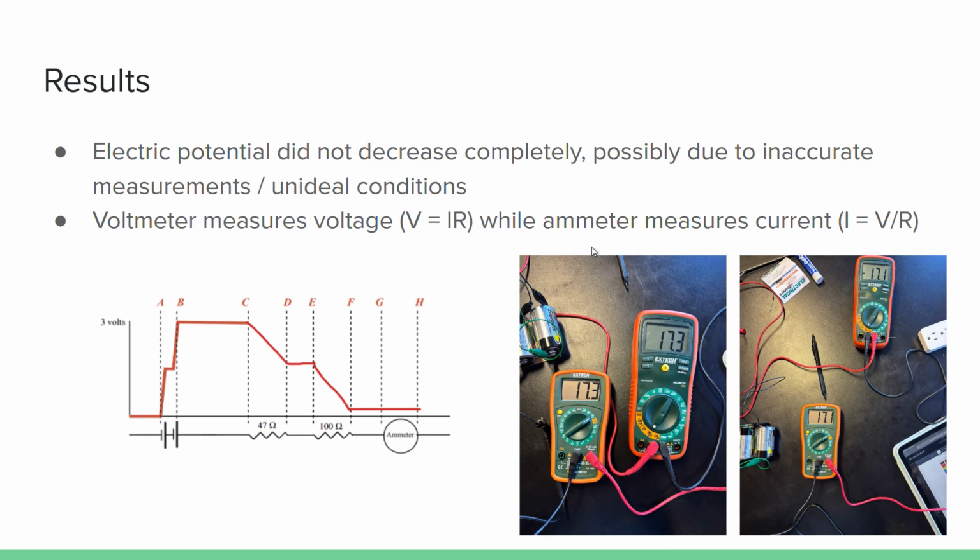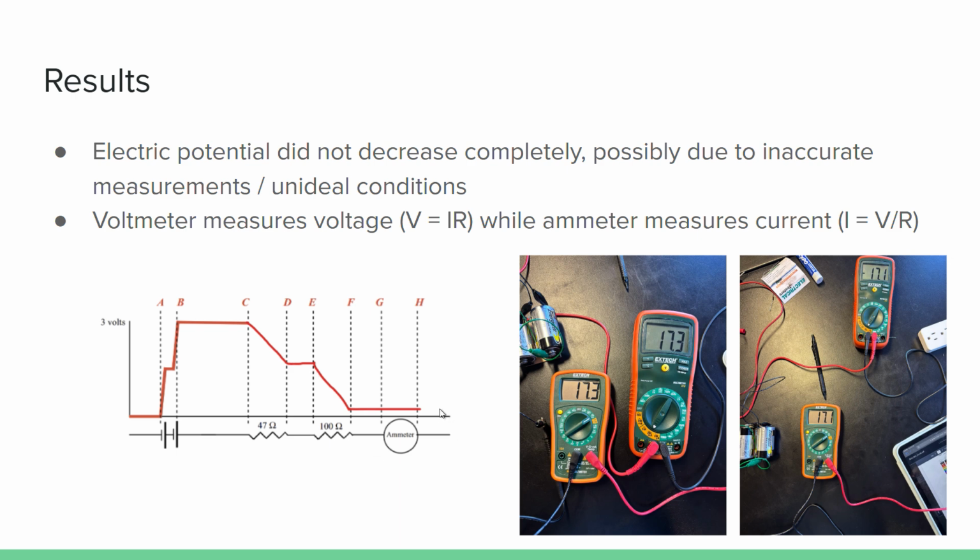The results of this experiment were that the electric potential did not decrease completely, possibly due to inaccurate measurements and unideal conditions. We see that initially the battery provides a potential difference equal to around 3 volts, after which it gets to the 47 ohm resistor. It decreases linearly until it gets to the next part of the circuit, and then when it reaches the 100 ohm resistor, it decreases more until it reaches a small amount, but it doesn't reach 0 from what we observed.